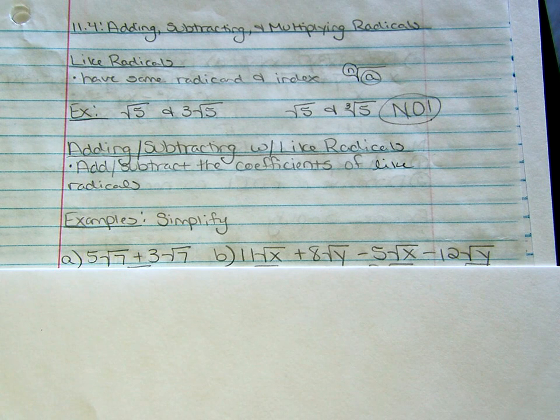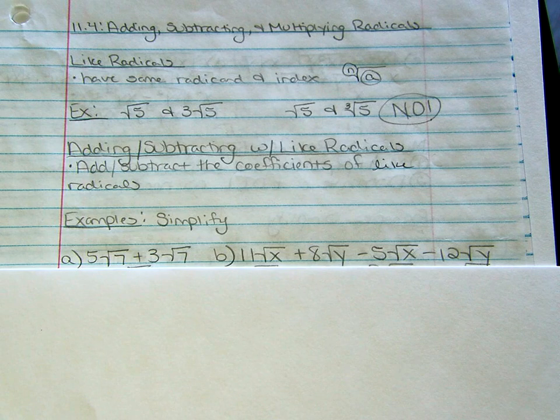So the first thing to note is that in order to do these adding, subtracting radicals, you're going to have something called a like radical. This is very similar to having like terms when you add or subtract just regularly, but with a like radical you have to have the same radicand and the same index. So the radicand is what's underneath. The index is the number that's outside.